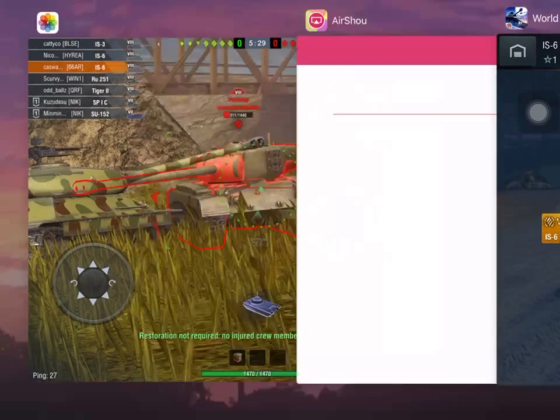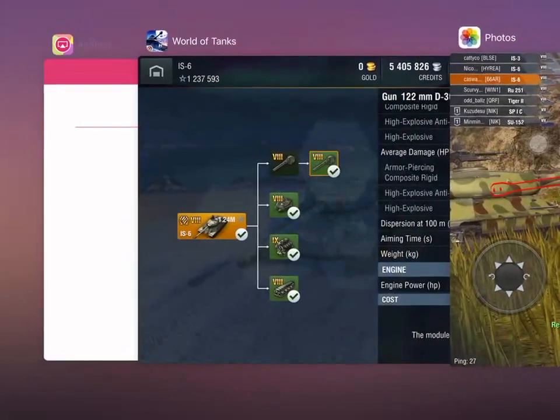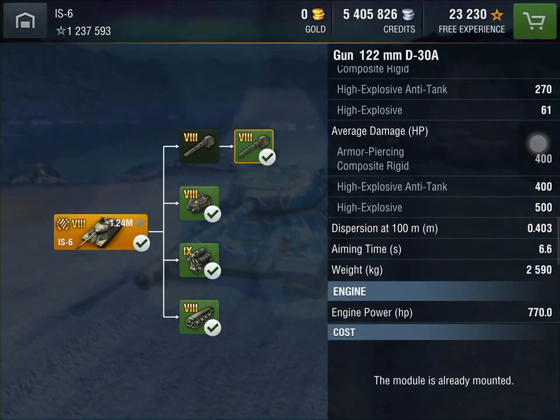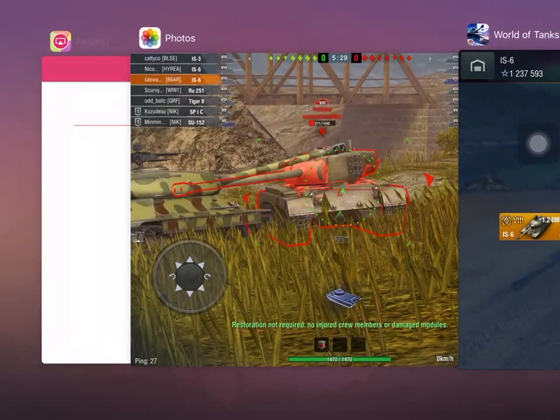So if I'm on an IS-6, what did it say we were at? It said we were at gun dispersion at .403. So if you're looking at this little circle right here, from that center where that green little arrow is in the dead center, it's .403 to the outer edge there where that green marker is, where it goes around. That shell is going to fall within that .403 range at 100 meters. There's a 95% chance that it'll fall within the range of that circle.